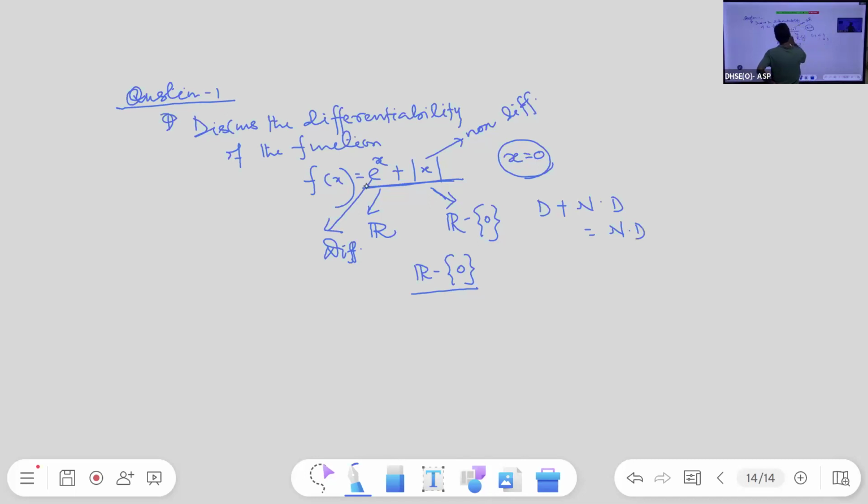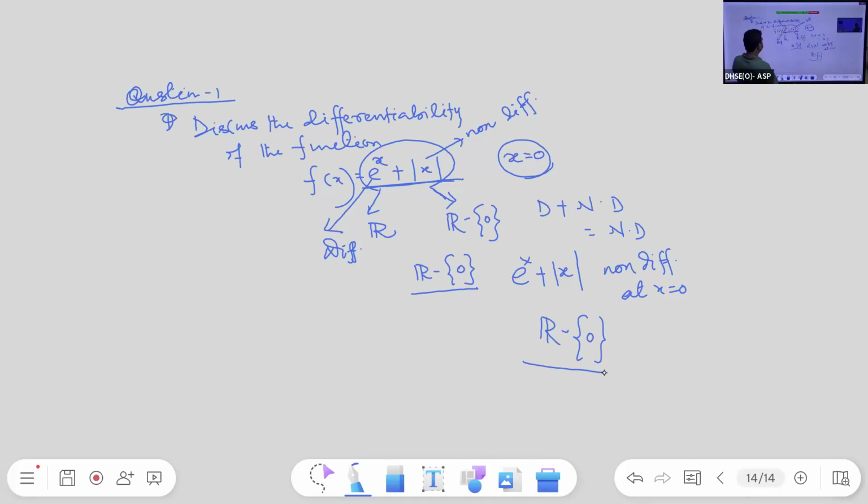So the given function e raised to the power x plus mod x is non-differentiable at x is equal to 0, and differentiable at all other points. Then we can say that the function is differentiable at R minus 0, non-differentiable at x is equal to 0. Got it? I hope it is clear to you. Comment on the chat box. Is it clear to you?